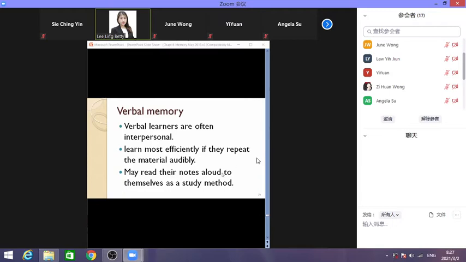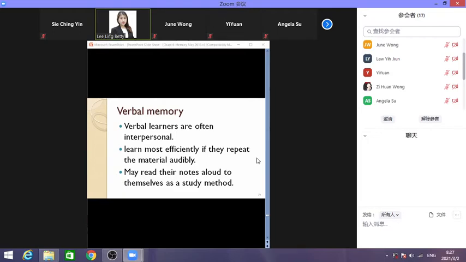So it will be learned most efficiently if they repeat the material audibly. It means it will help you to remember better if you read out loud. Something like, okay, I keep on repeating. You also know that this thing will be very important, so you will tend to take note of that. So you will try to read out loud by yourself, in the house or in the library or whatever, when you do revision. So it will be most efficient. So they may read their notes aloud to themselves as a study method.